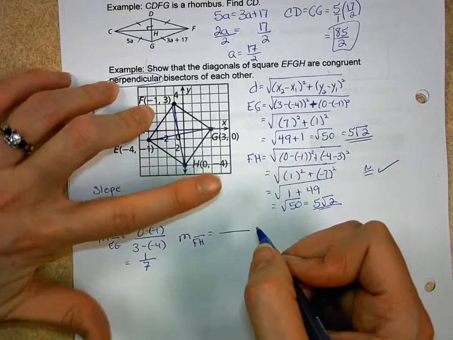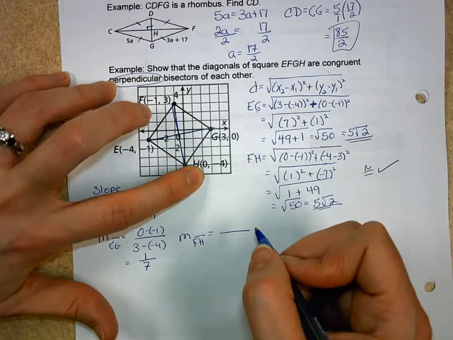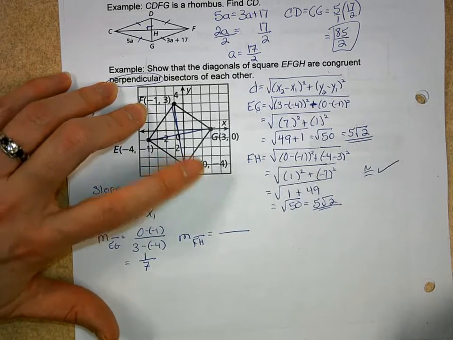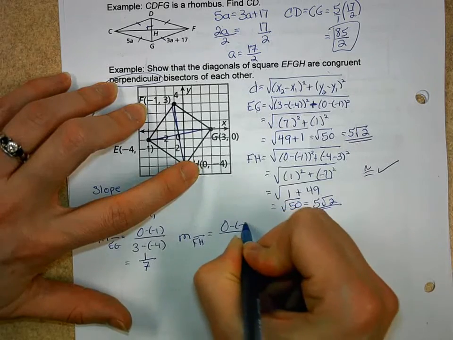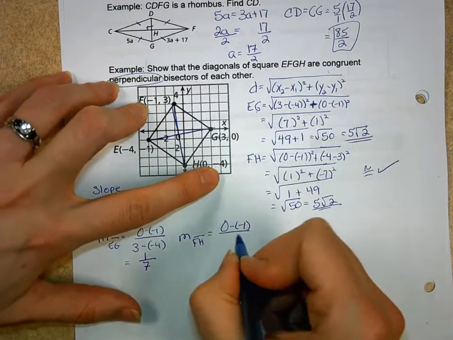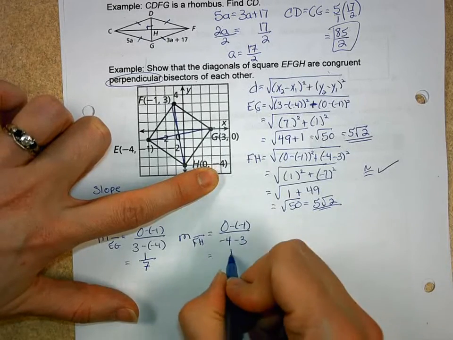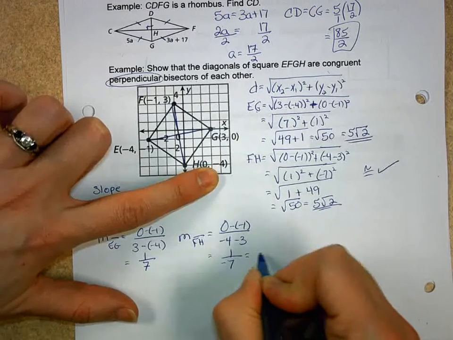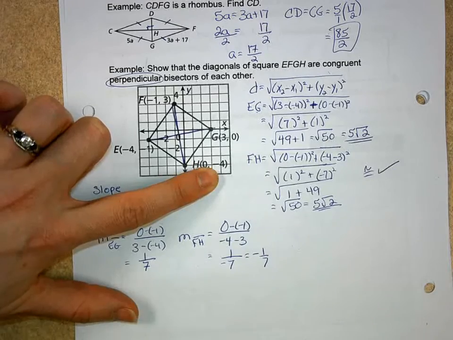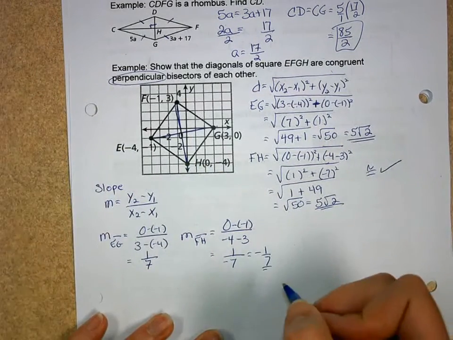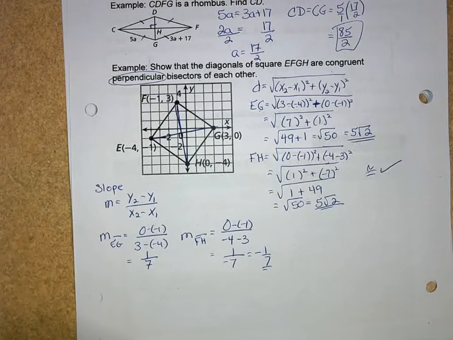I'm going to go negative, 0. I got to do my x's first, my y's first. Hello, good day. I got to do my y's first. So I go 0 minus a negative 1 over a negative 4 minus 3. Well, that ends up being a positive 1 over a negative 7, which is the same thing as a negative 1/7.